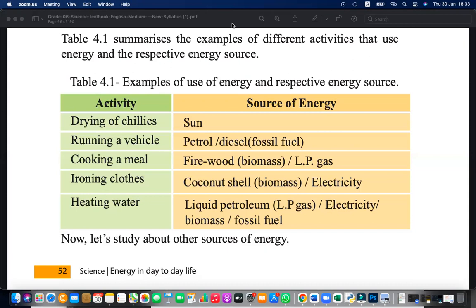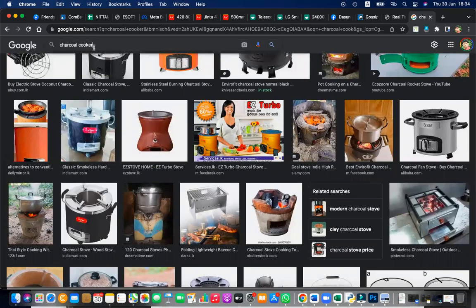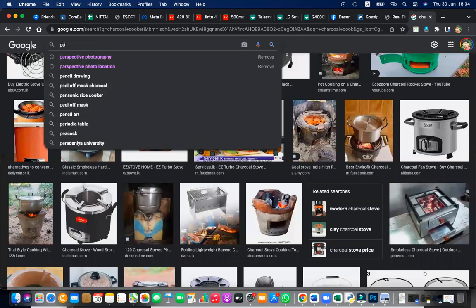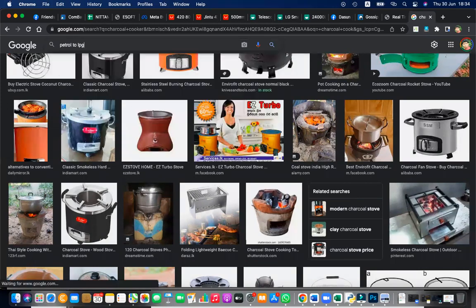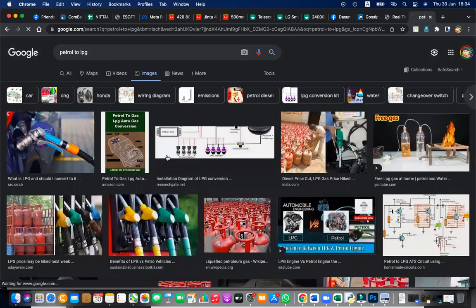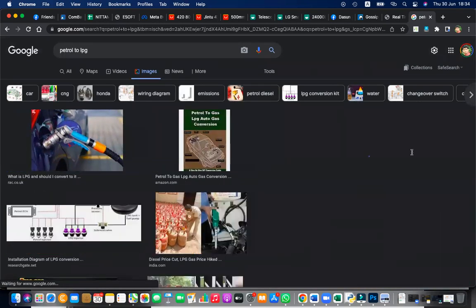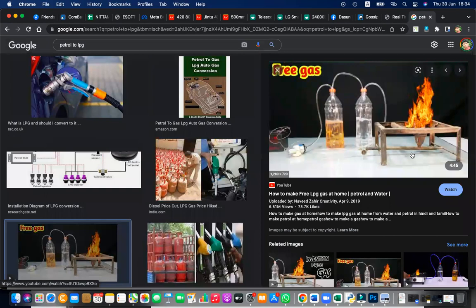But this is a bit dangerous, so don't do this alone. Don't do this without the support of a parent. What you have to do is you can use petrol to form liquid petroleum gas, petrol to LPG. So that can be done. You can see this. This is a simple way of doing that, but this is explosive, okay? This is explosive. So you have to be very careful when you are using this kind of thing, but still this is possible. It's practically possible, but it needs to be done with some safety measures.